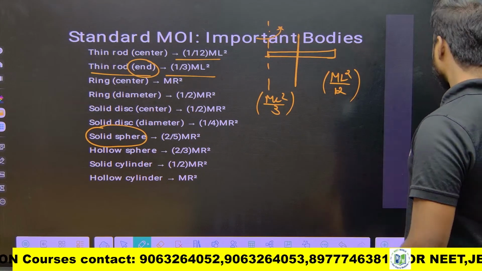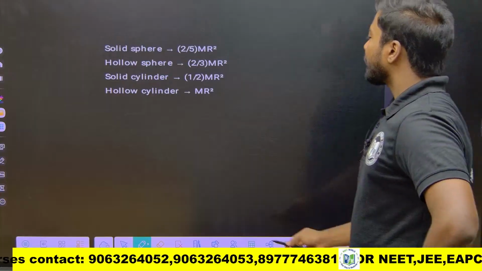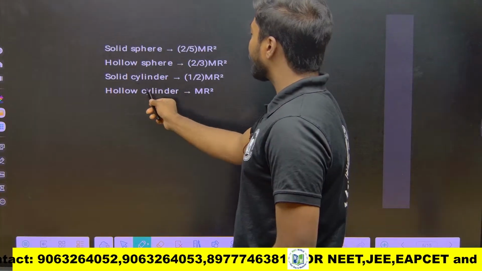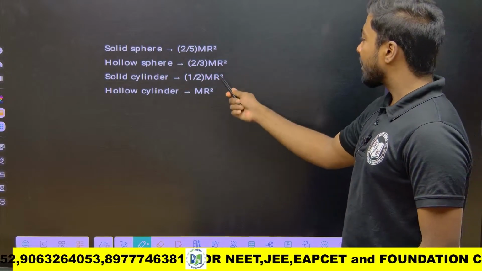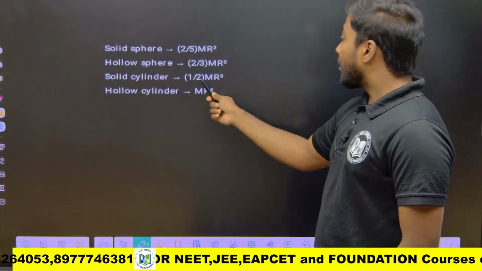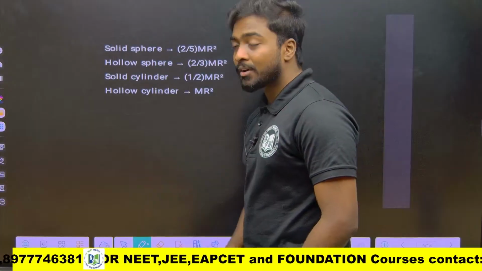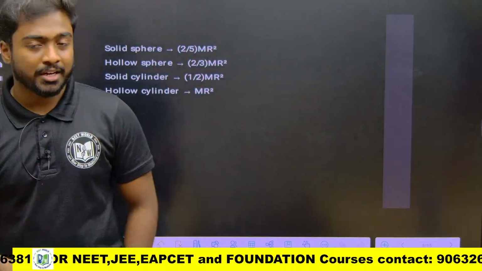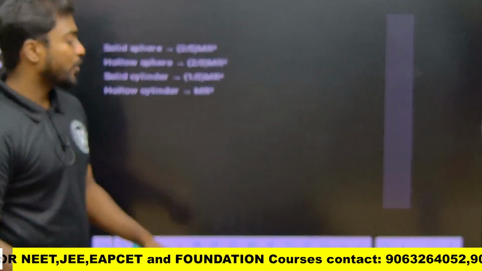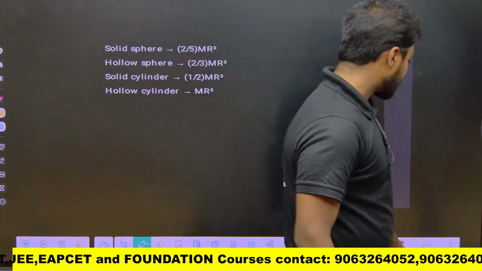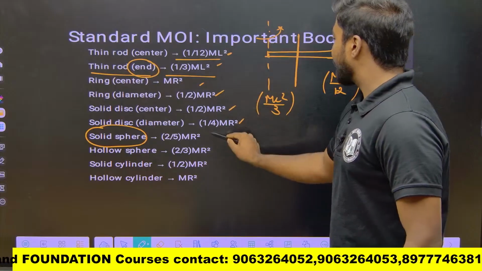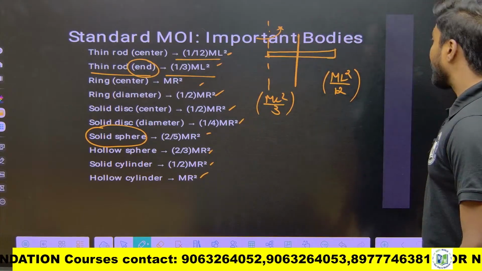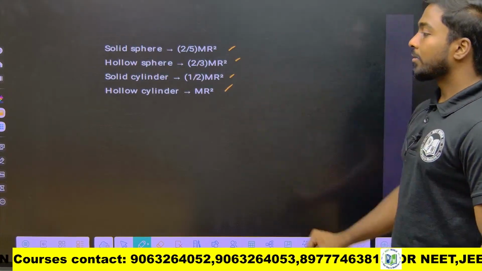Yes. So here are some other formulas: solid sphere, hollow sphere, solid cylinder and hollow cylinder. So mr square by 2, 2 mr square by 5, 2 mr square by 3, and mr square. These are the formulas for the moment of inertia for certain given objects. You need to remember these, all 14 of them. These are the formulas you should remember.